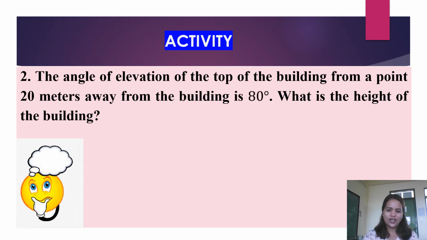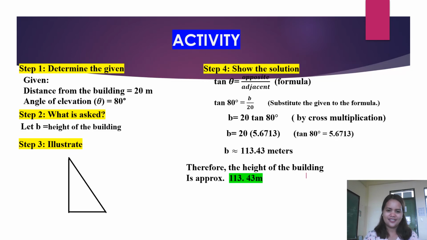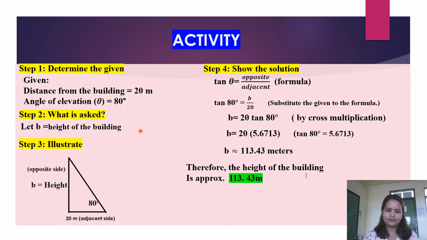So you can check your work. Okay, if your solution is like this, so we have the distance of the building. Distance from the building is 20 meters, and the angle of elevation is 80 degrees. Then you're going to look for the height of the building. Ayan yung given illustration and the solution. Okay, so therefore, the height of the building is approximately 113.43 meters.